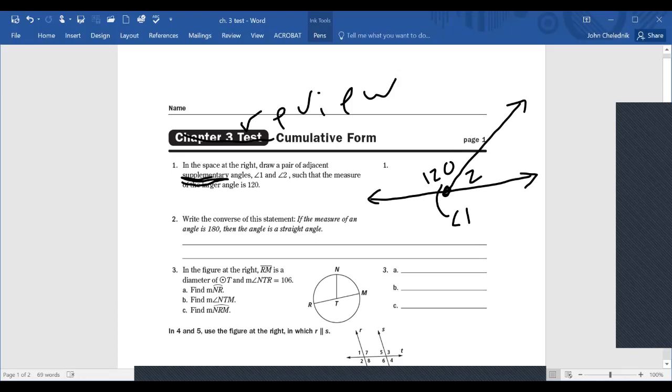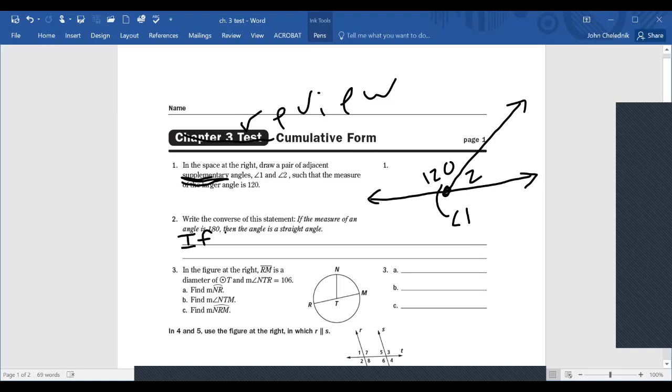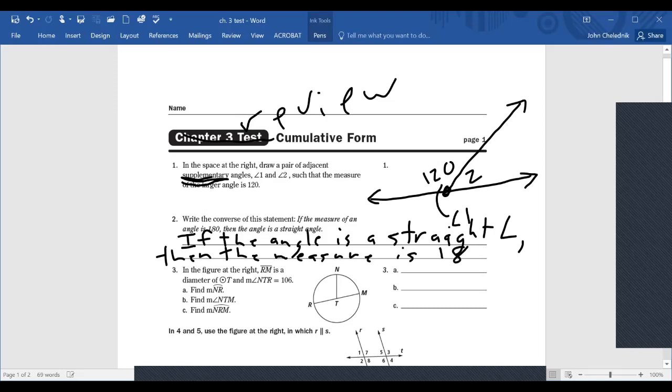Number 2, it says, write the converse of this statement. If the measure of an angle is 180, then the angle is a straight angle. Well, the converse is when you switch the antecedent and the consequent around. So the converse would be, if the angle is a straight angle, then the measure is 180, just switching the antecedent and the consequent around.